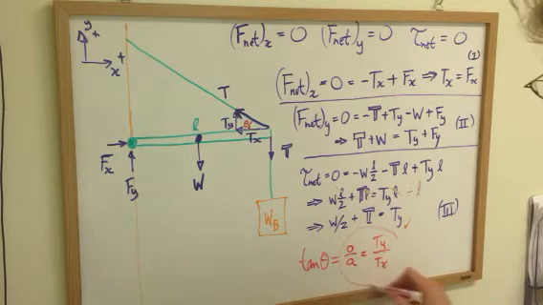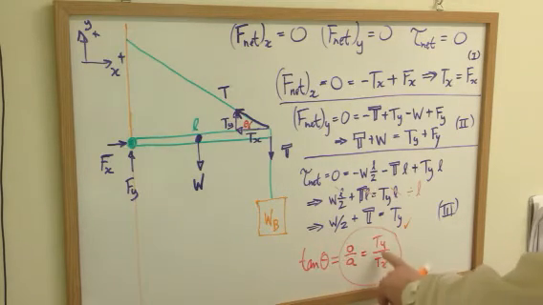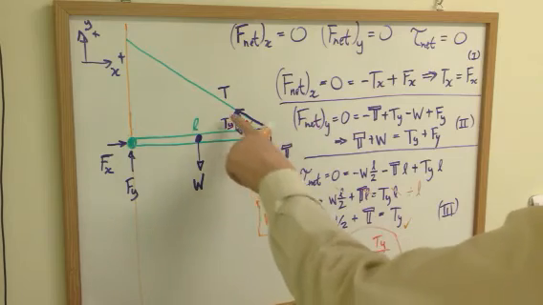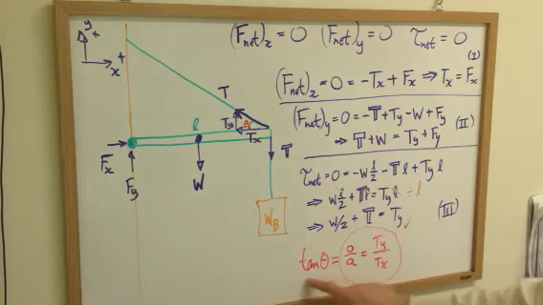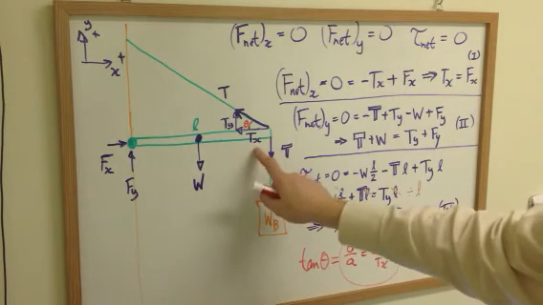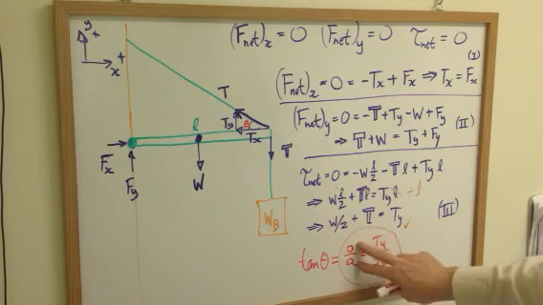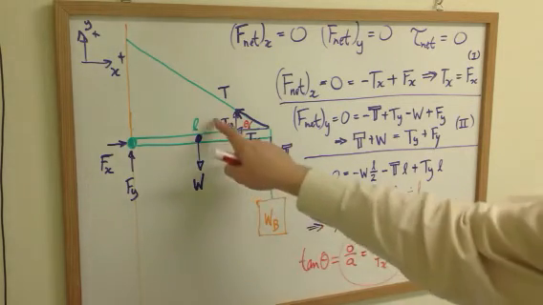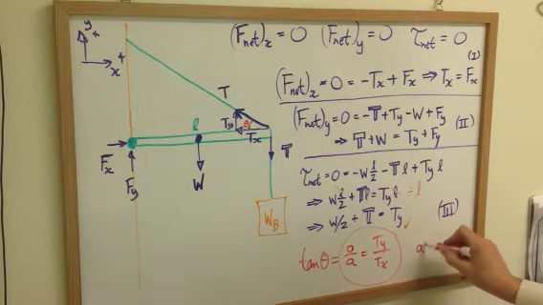So I can create an equivalence between ratios of tensions to ratios of distance here. This has to be true for both of those. And so now I can solve for Tx. I have Ty. I have these sides. I can solve for Tx. So now I know Tx and Ty, so I can solve for T using Pythagoras.